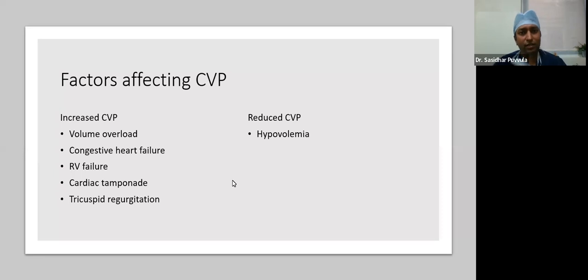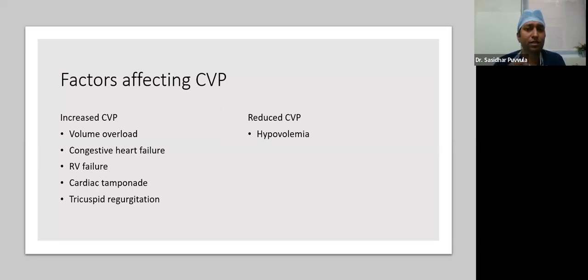And what are the conditions where the CVP is high? Any volume overload state, the CVP is high. Congestive cardiac failure, where the heart is unable to pump the blood it is getting back as venous return, your CVP is high. In case of right ventricular failure, CVP is high. And in cardiac tamponade, where there is extrinsic compression of the heart, your CVP goes up.